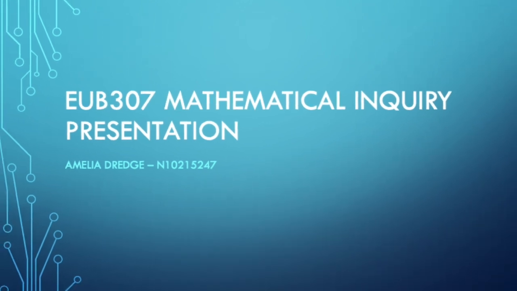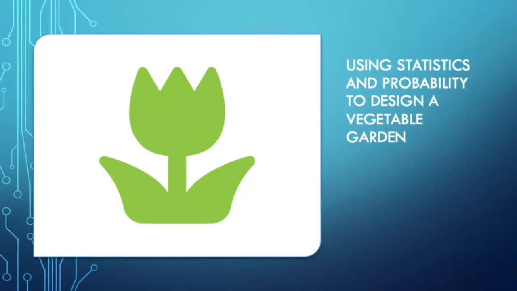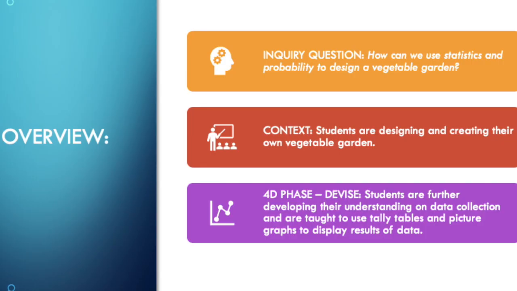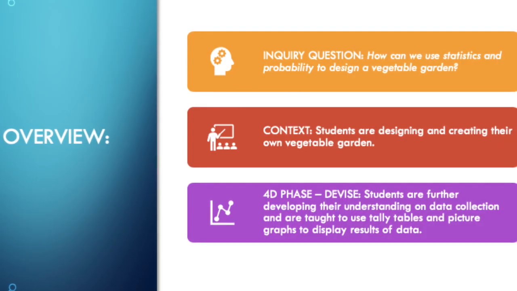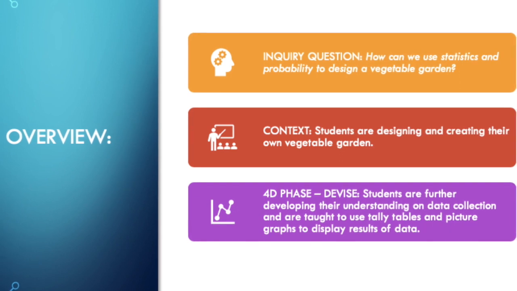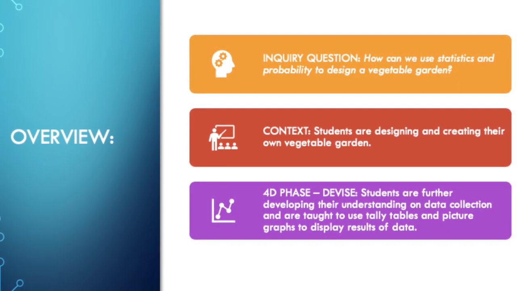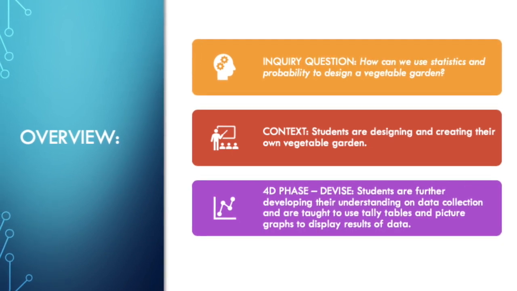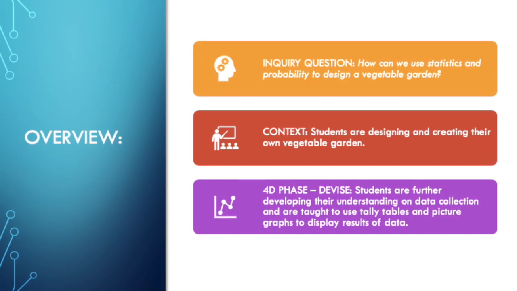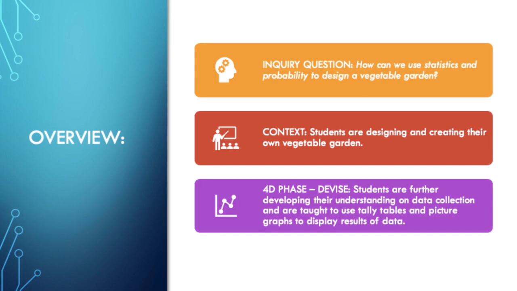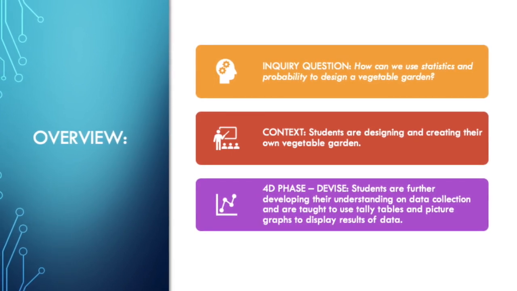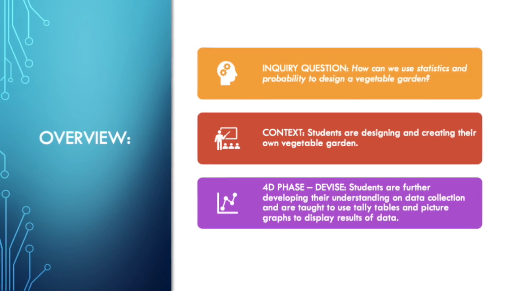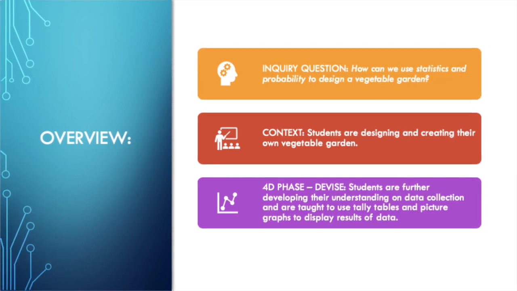The focus of this video is based around the inquiry question, how can we use statistics and probability to design a vegetable garden? This question is uncovered as students explore the context of creating their very own vegetable garden, something that promotes student interest and is relevant to their own lives. As students progress through their learning, the devise phase encourages a greater understanding of the statistics and probability skills needed to undertake this investigation. For example, using a tally system and picture graph to represent data.